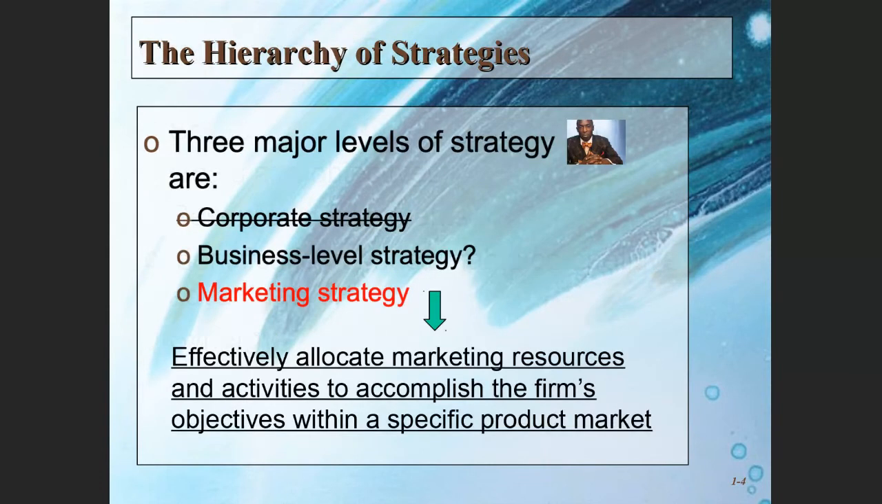So we're going to be talking in this class primarily because of the name, marketing strategy, right? Which is different than corporate strategy. Corporate strategy is even broader than the marketing strategy. But we're going to be looking at how do we allocate our marketing resources and our actions to accomplish the objectives of the firm, whatever those are, right? Whatever that's been decided upon within a specific product market.